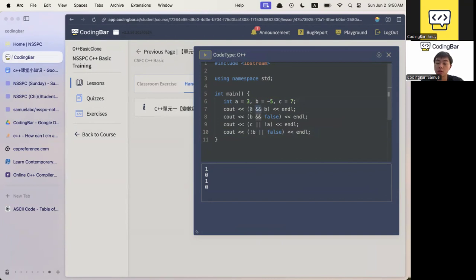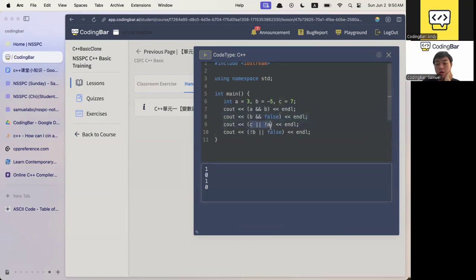So the values between this and operator have to be converted to a Boolean value first. So A will be 1, -5 will be 1, and 1 and 1. 1 means true. True and true equals true. So we output true. How about B and false? B is true. True and false equals false. And thus, it will output 0.